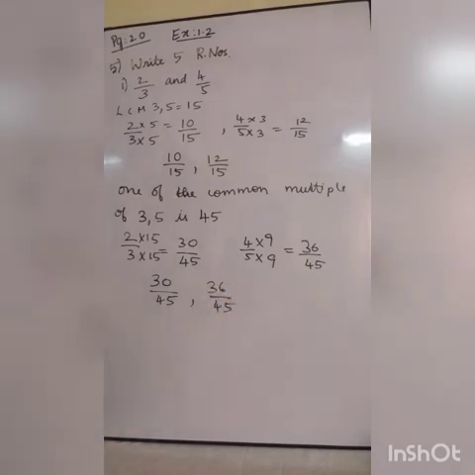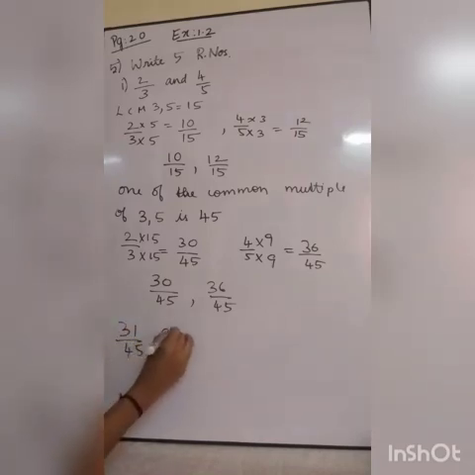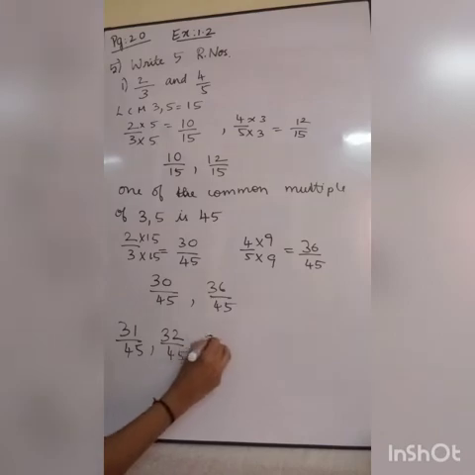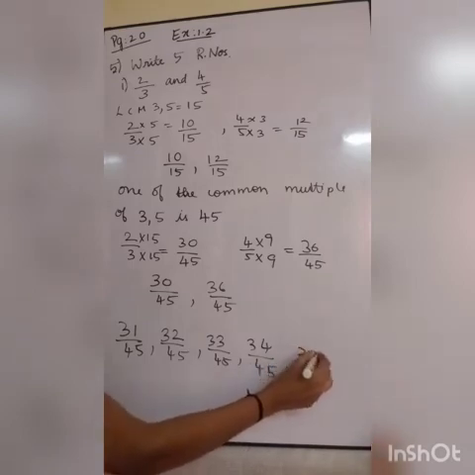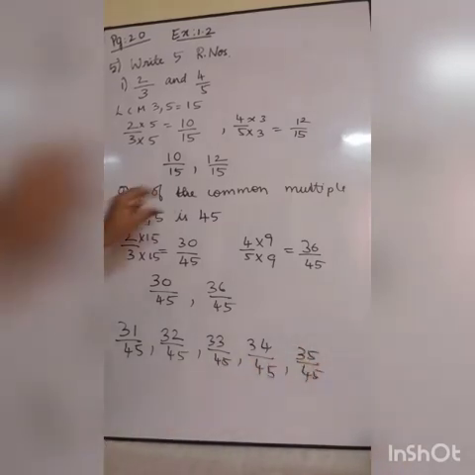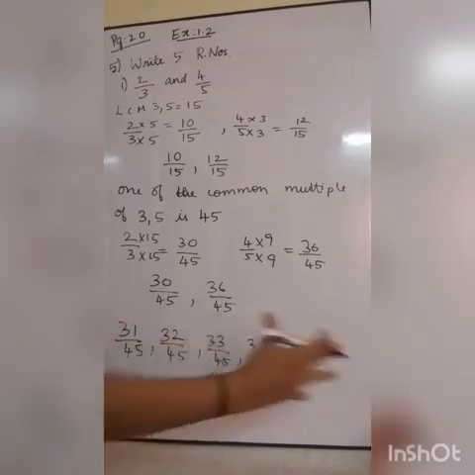So now, can we find 5 rational numbers between these two? Yes. What are the rational numbers? 31 by 45, 32 by 45, 33 by 45, 34 by 45 and 35 by 45. If you take more than this, you will get some more rational numbers.